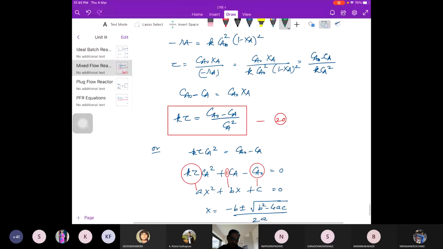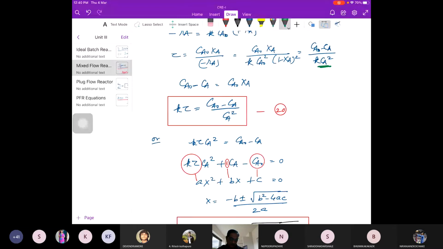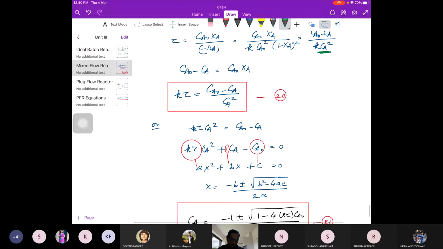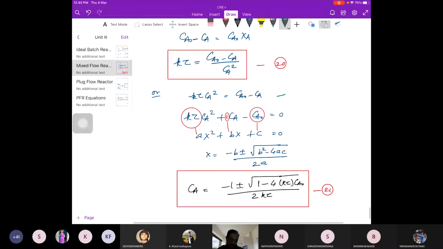ये साइड लिया हमने, XA के टर्म्स में नहीं लिया, CA के टर्म्स में लिया. तो दिस इज सेकंड ऑर्डर इक्वेशन, व्हाट यू कॉल दिस क्वाड्रेटिक इक्वेशन. इसको इस साइड में लेके आ गए K of CA square is equal to CA naught minus CA. We can solve for CA by using this equation is like ax square plus bx plus c equal to 0 लिया तो you can find the value of CA.